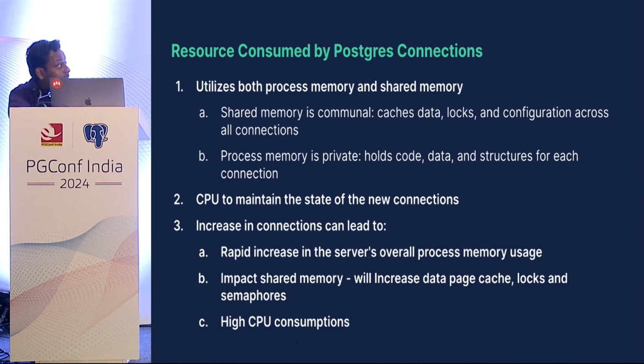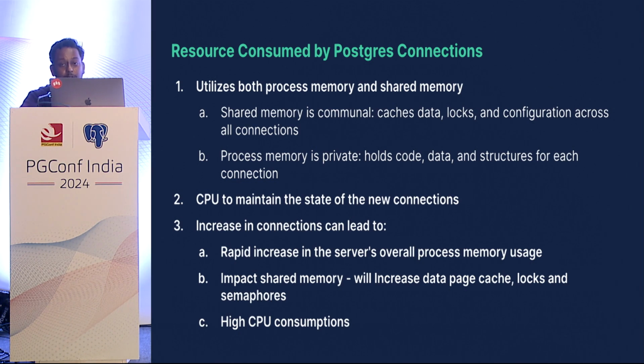And process memory is something which is private to the connections, which stores state, code, and data structures for those connections. And apart from memory, there will be a small consumption of CPU as well to maintain the state of the connections and for context switching. So what happens if we increase the number of connections in our database servers, right?